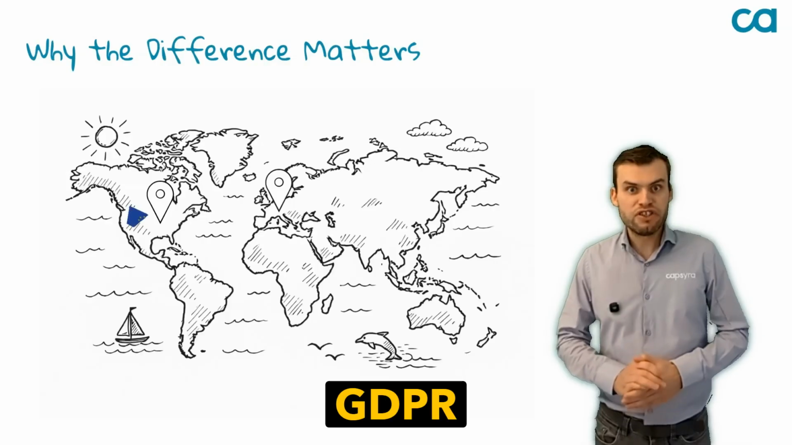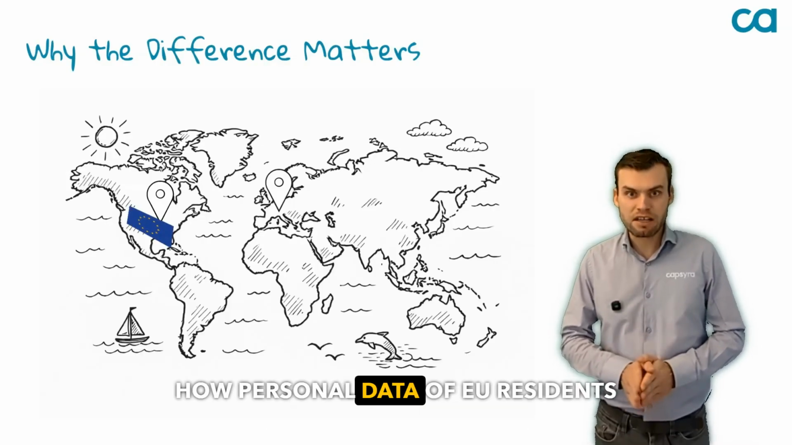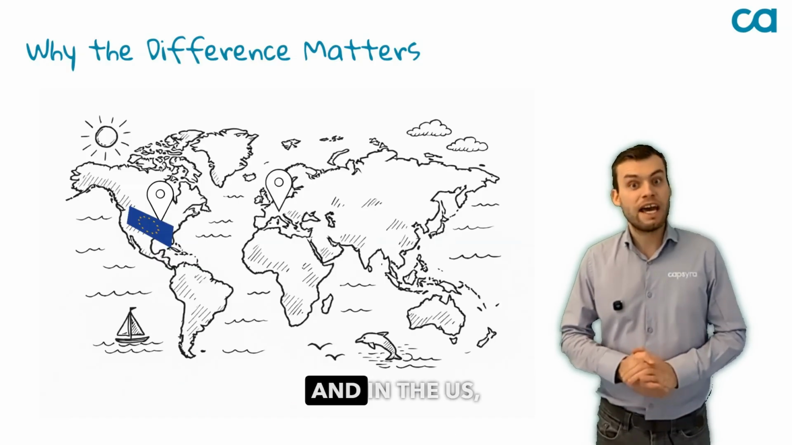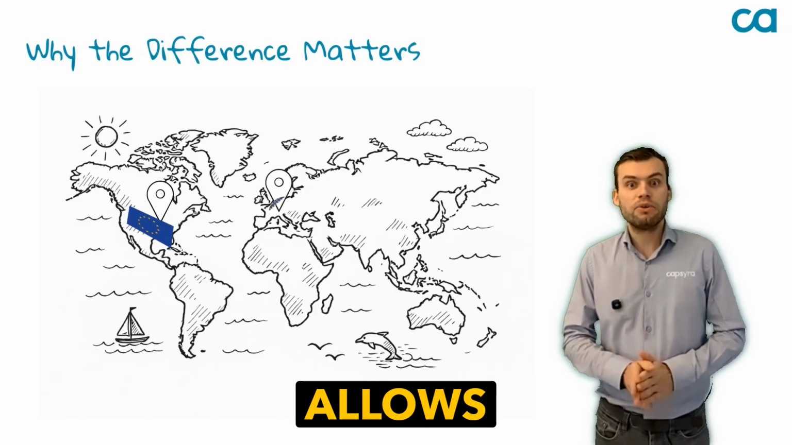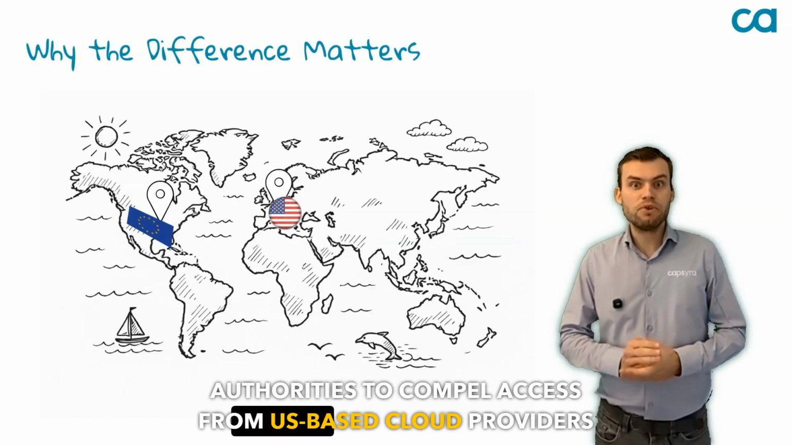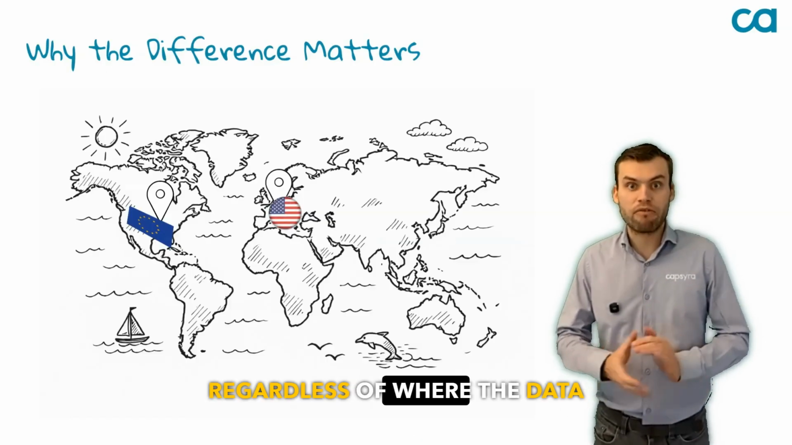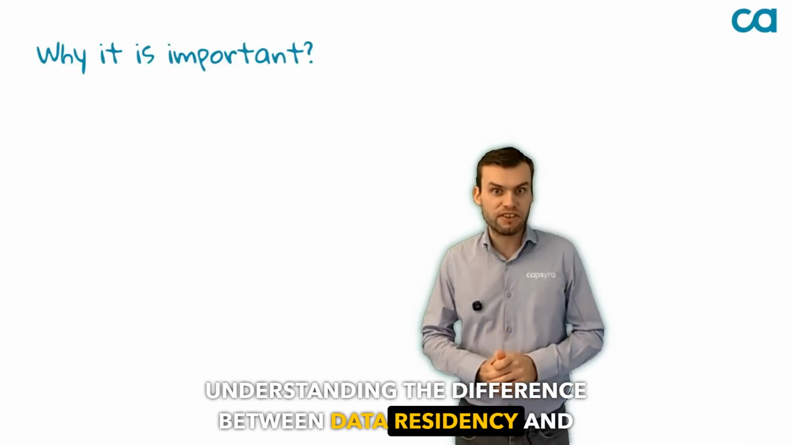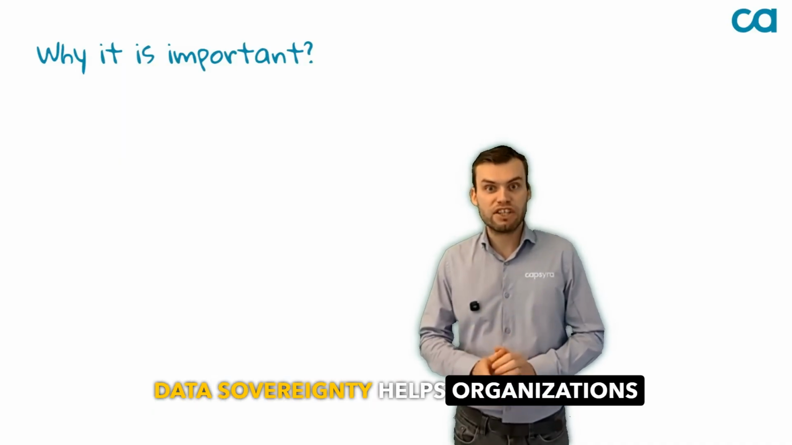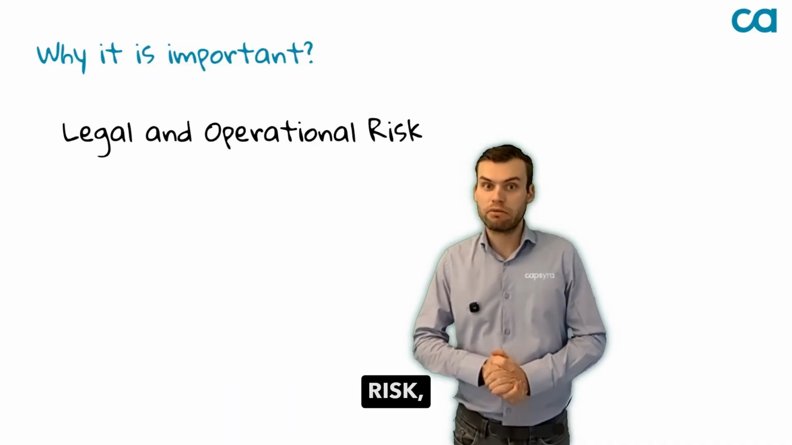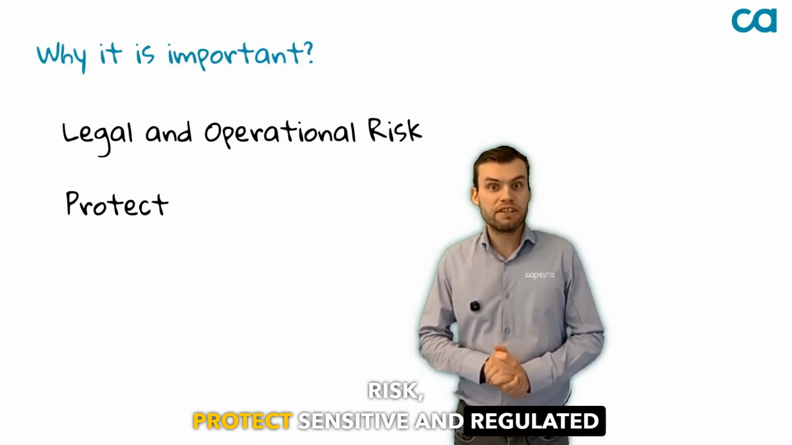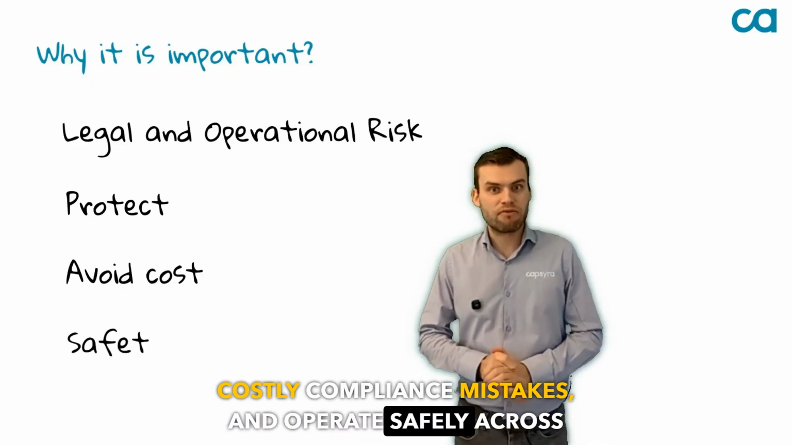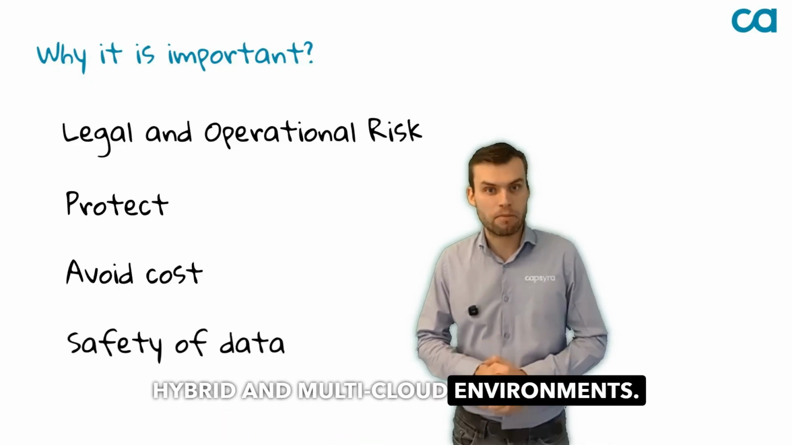In the EU, GDPR regulates how personal data of EU residents is processed, regardless of where the company is based. And in the US, the Cloud Act allows authorities to compel access from US-based cloud providers, regardless of where the data is physically stored. Understanding the difference between data residency and data sovereignty helps organizations to manage legal and operational risk, protect sensitive and regulated information, avoid costly compliance mistakes, and operate safely across hybrid and multi-cloud environments.